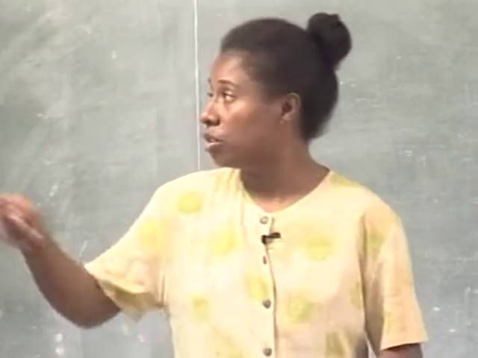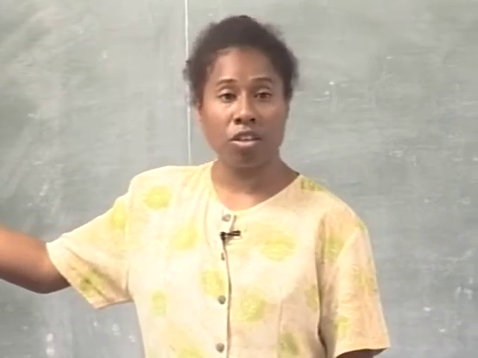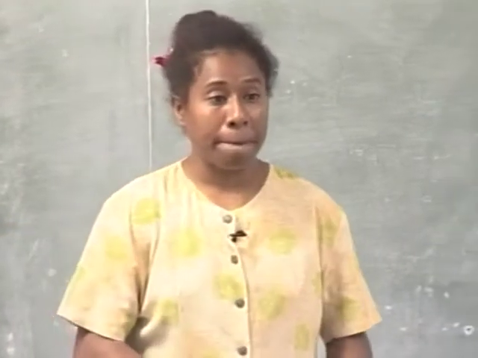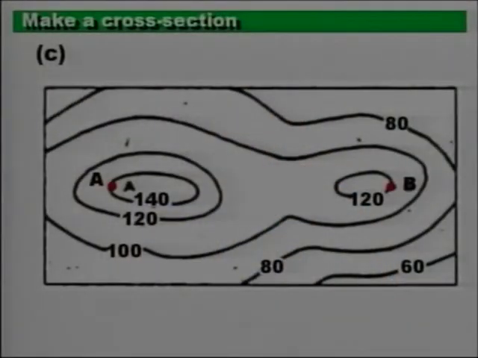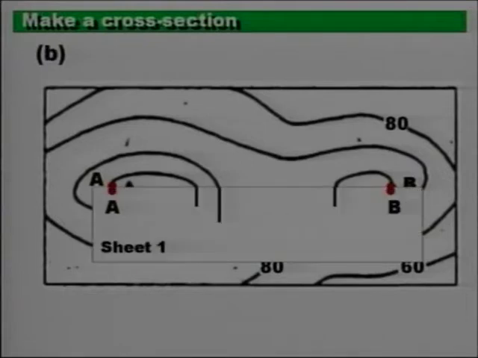Okay, everyone, note this is what your feature, your cross-section, should look like. Okay, good. We move on to the next one. This time, contour pattern C. We're looking at the feature from point A to point B. Piece of paper, A to B.